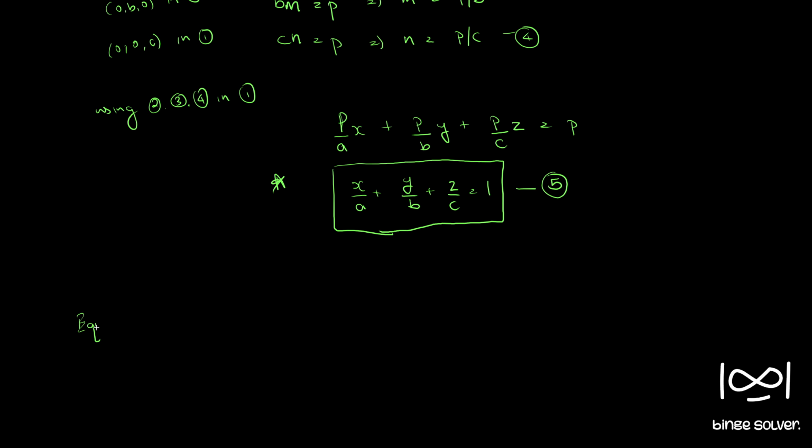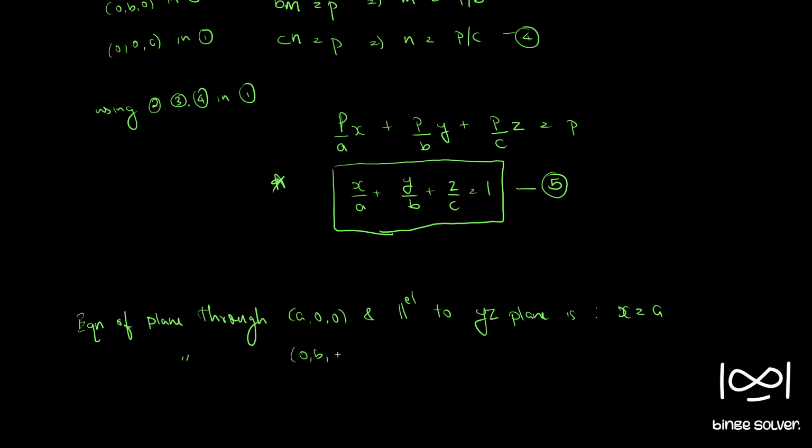Equation of plane through (a, 0, 0) and parallel to the yz plane is x equal to a, and the equation of a plane through (0, b, 0) and parallel to the xz plane is y equal to b.